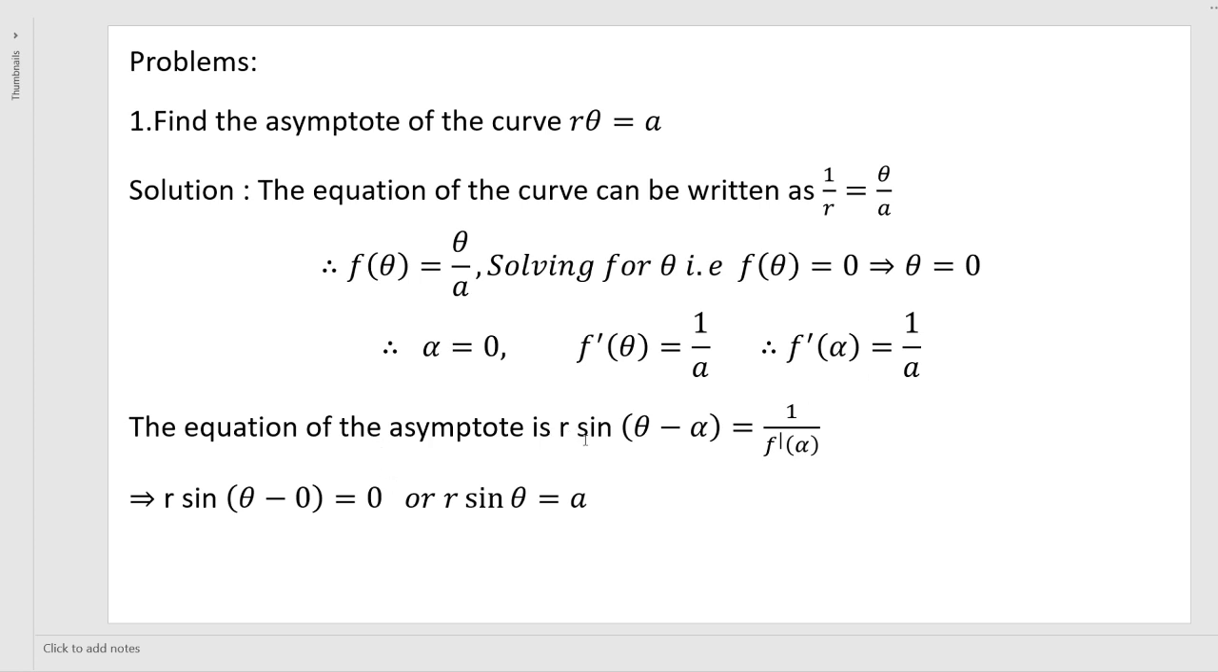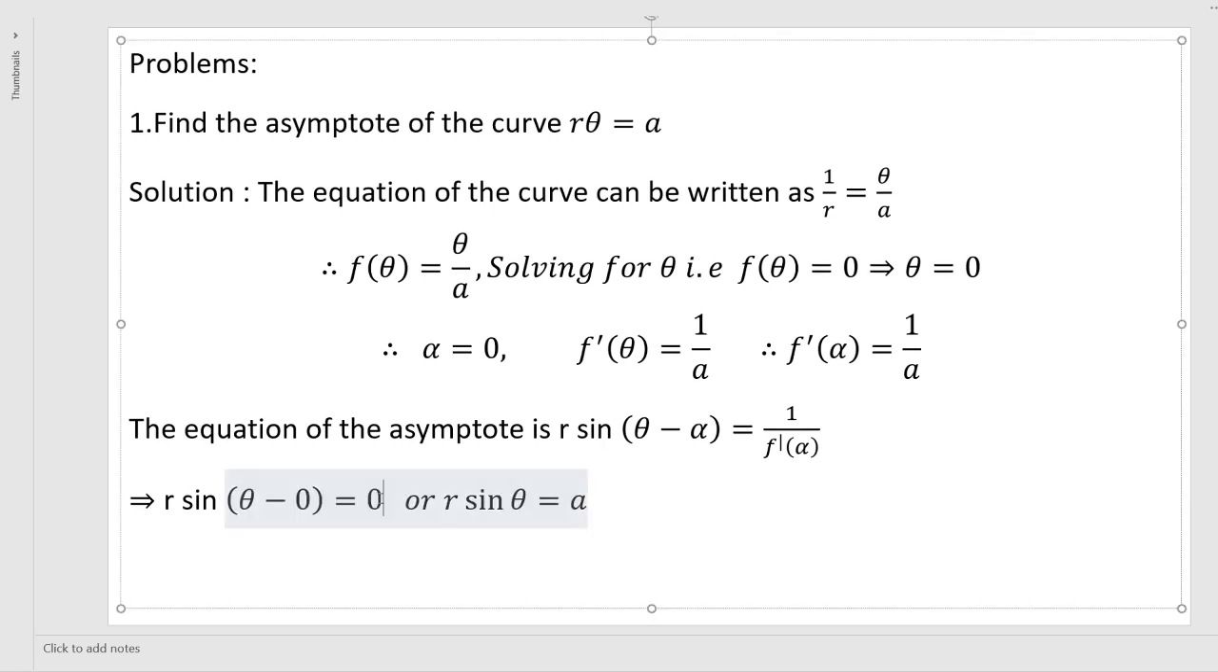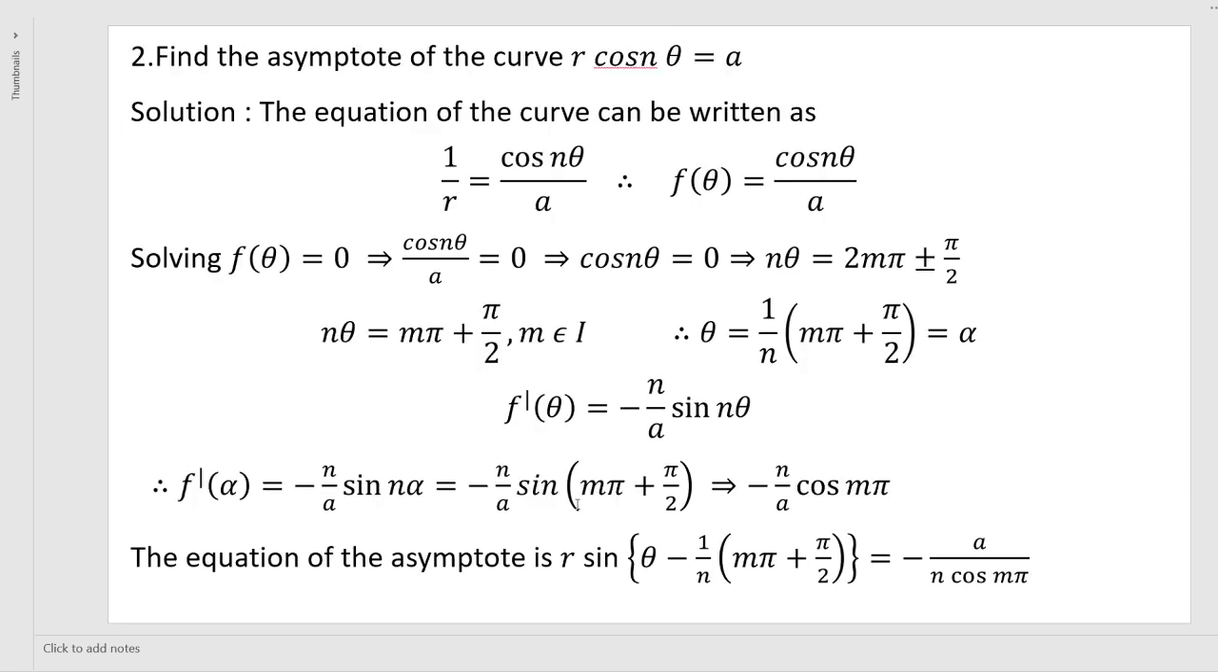The equation of the asymptotes for the polar curves is r into sine of theta minus alpha is equal to 1 divided by f dash of alpha. So r sine of theta minus 0 is equal to 1 divided by f dash of alpha, which is nothing but 1 divided by a, and this a comes under the numerator term. Therefore r sine of theta minus 0 is equal to a, or r sine theta is equal to a.